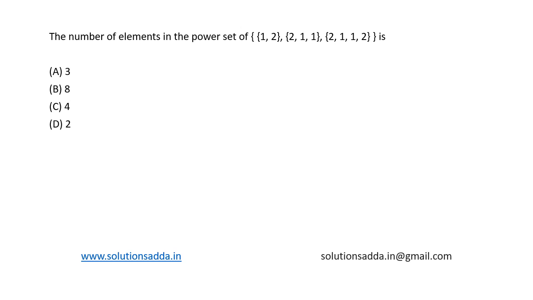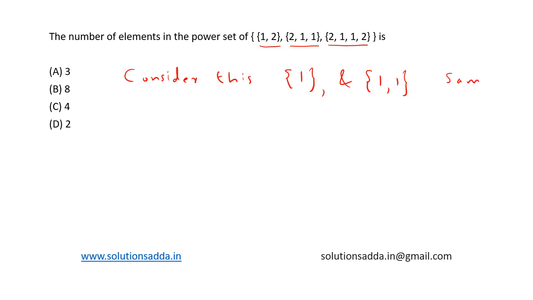This is a question from discrete mathematics. The number of elements in the power set of {1, 2, {2, 1, 1}, {2, 1, 1, 2}} is, and four options are given. So consider this: the set {1} and the set {1, 1}. These are both the same set. This is because order and repetition of the elements in the set won't make it a new set.